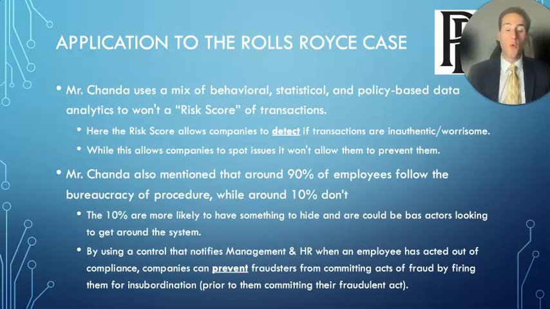The second way was that he mentioned that around 90% of employees follow the bureaucratic procedure of a company. That implies that around 10% don't. And in that way, he alludes to the point that it's not the employees who are following bureaucracy that are most likely to commit corruption and bribery, it's usually around that 10% that don't.